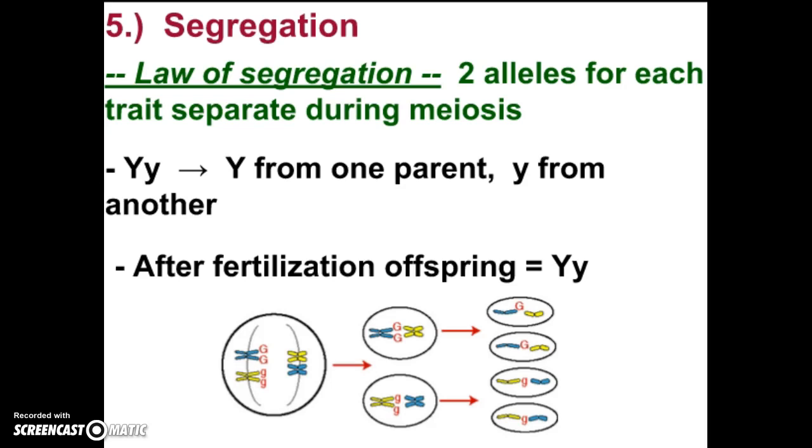So remember, the gametes, the sperm and the egg, are haploid cells, so they only have half of the chromosomes needed to make a diploid organism. So that's why after fertilization, then you get your full set of chromosomes.